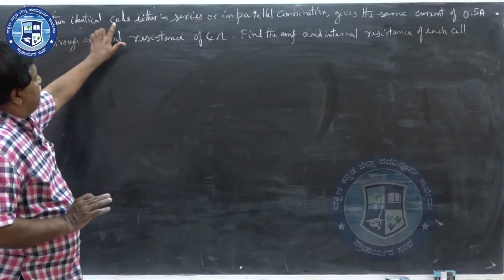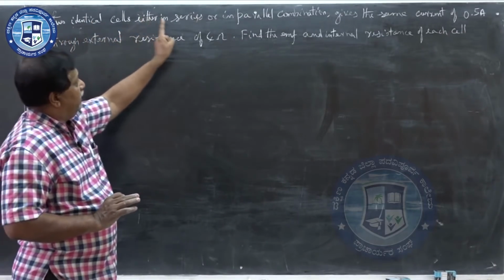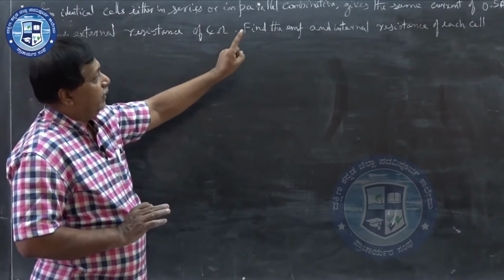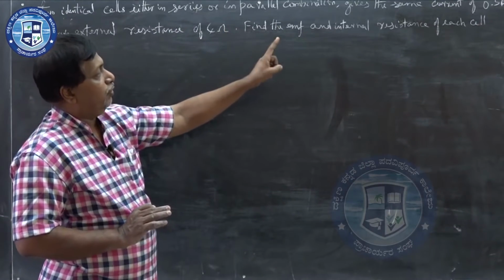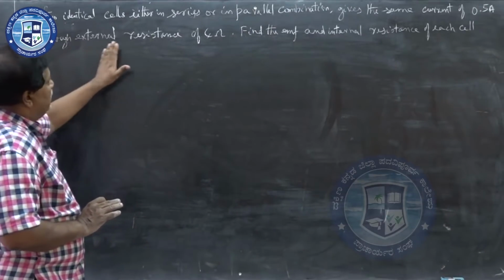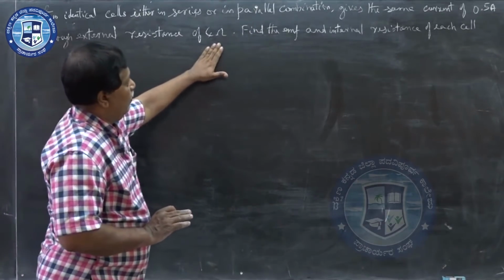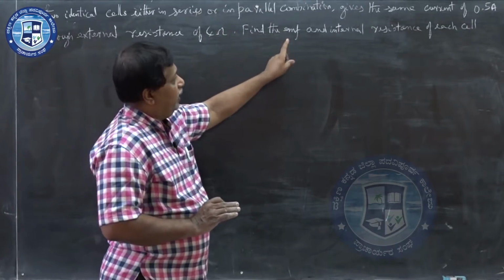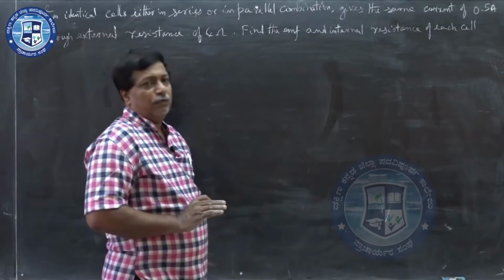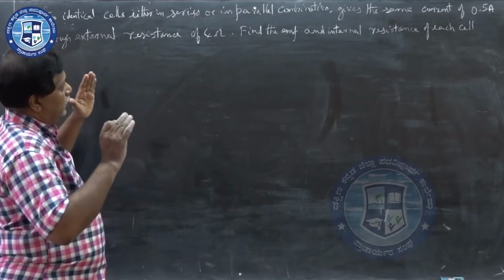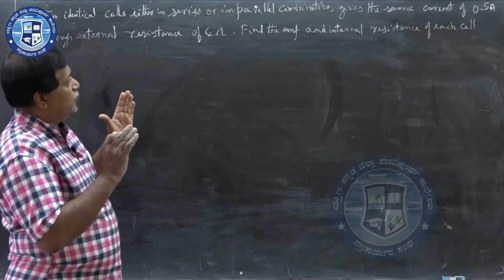Two identical cells either in series or in parallel combination gives the same current of 0.5 ampere through external resistance of 4 ohm. So, find EMF and internal resistance of each cell. So, you have to solve this one.